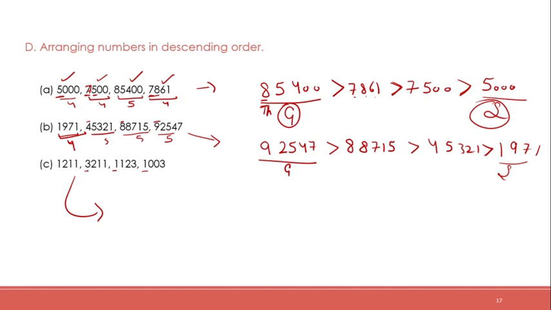Let's check the 1000 place first. 1, 1, 3, 1. So 3 will be the largest digit, right? So 3, 1, 1 will be the largest. Then here we have 1, here we have 1, here we have 1. We'll check the digit at the hundreds place now. Here it is 2, here it is 1, here it is 0. Which is greater? 2. So we'll write 1, 2, 1, 1. Then between these two numbers, here it is 1, here it is 0. Which is greater, 1 or 0? It is 1, which is greater than 0, right? So 1123 is greater than 1003, right?